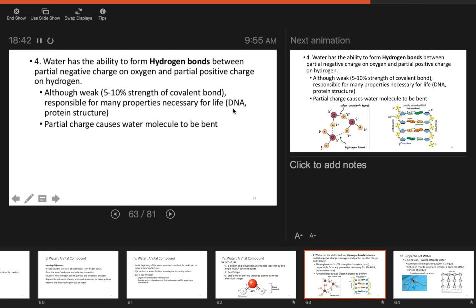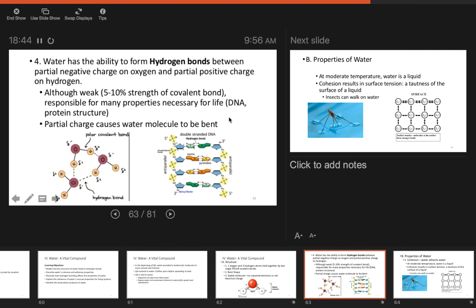First off, your DNA is held together by hydrogen bonds. Okay, the A, when it pairs up with T, is actually held together by 2 hydrogen bonds. The G and the C is actually held together by 3 hydrogen bonds. So these dashed lines represent hydrogen bonds, and you can see that these water molecules are interacting with each other.